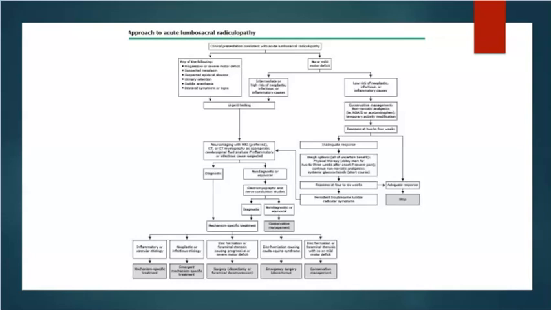Red flags that warrant urgent testing include progressive or severe motor deficits, suspected neoplasm, suspected epidural abscess, urinary retention, saddle anesthesia, which is numbness in the perineal area, bilateral symptoms, or high suspicion of neoplastic, inflammatory, or infectious causes. Treatment then would be based on the underlying cause. Again, this is just a general approach to lumbosacral radiculopathy symptoms.